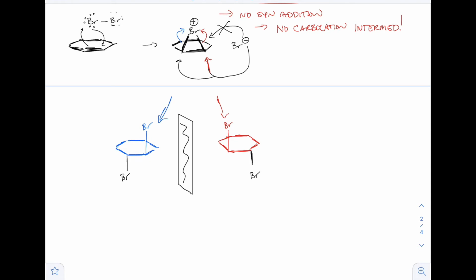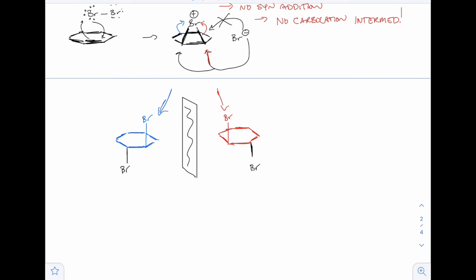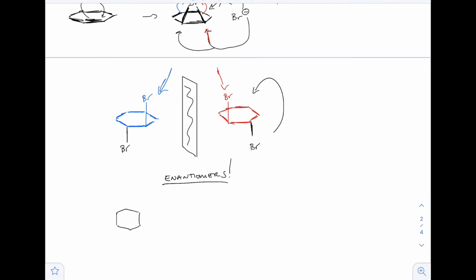Okay, so what's the relationship between these? Well, here's my gorgeous mirror. These are mirror images of one another, right? And if you were to try and flip it, you would actually obtain the same exact looking molecule. So these are non-superimposable mirror images of one another, which is enantiomers, right? Cool stuff. You can also draw them like this, just so you know. If that bromine's down, it's a dash. If it's up, it's a wedge. Okay, so then we got a wedge and a dash on the other side. If that's easier for you to identify the relationship, do it that way too.